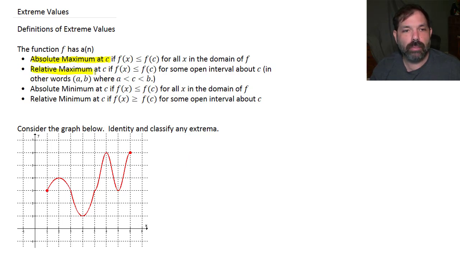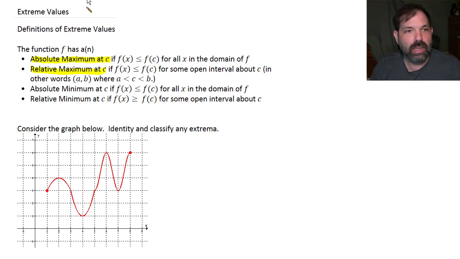A relative maximum at C means that the function is at its highest point on some neighborhood near that C value. So what we say is the relative maximum at C, if f of x is less than or equal to f of c for some open interval about C. So we have to be able to look to the left and to the right of that C value and be able to tell that at C, the function is at the highest point nearby.